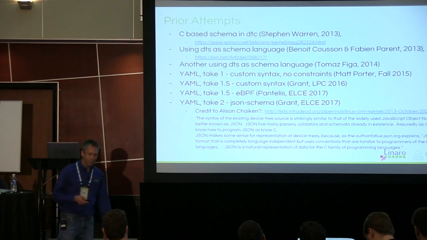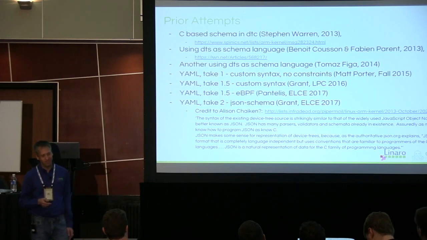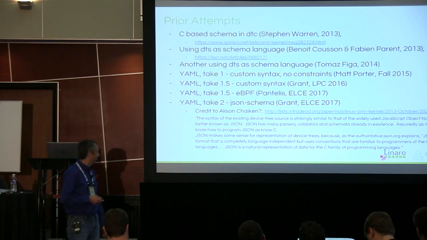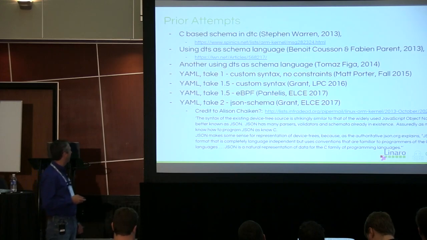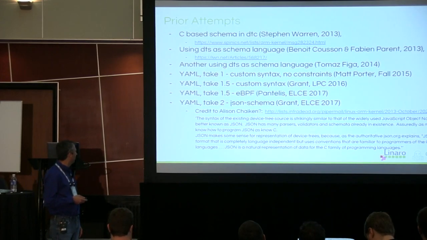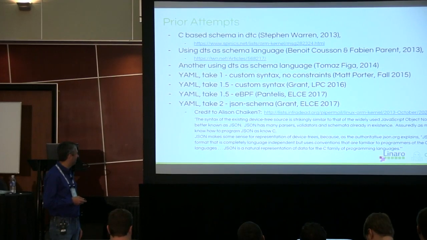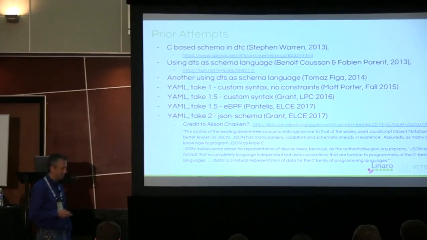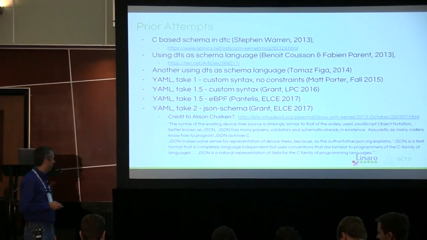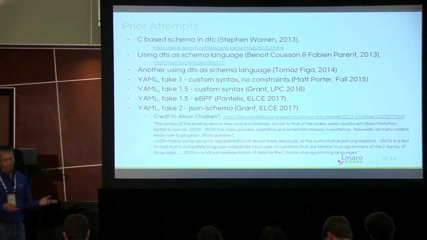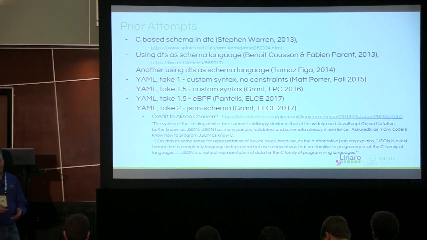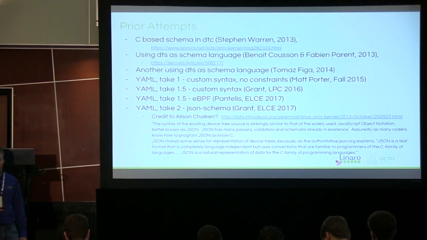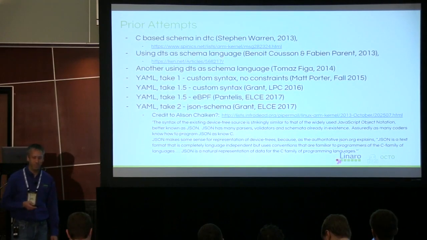So I did a little archaeology, and I think some of the past schema presentations have also done archaeology of all the past schema attempts. Starting back in 2013, I think was probably one of the first attempts, and it was doing C-based checks in DTC. That never went upstream, but a lot of what it was doing has gone upstream in the form of checks. And if you've noticed, you can now get thousands of warnings if you build with warnings turned on for your DTS files.